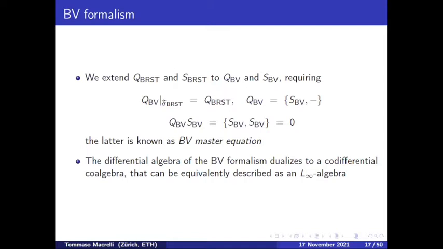Now we have that in terms of Q_BV, we have a differential complex, we have a differential algebra, and this algebra dualizes to a codifferential coalgebra that can be equivalently described as an L-infinity algebra. But it's only correct formally, right? If you expand in fields. So if you have a non-trivial geometry of your field space in BV, it's not fully captured by the linear structure of L-infinity, right?